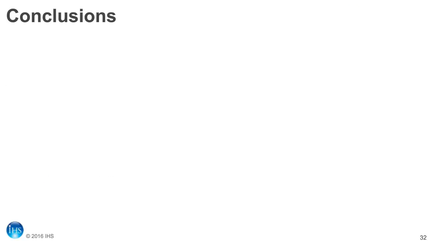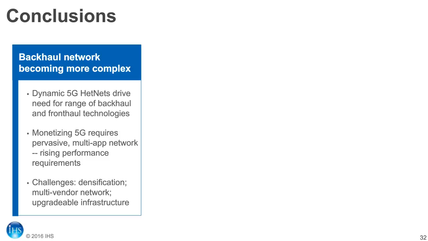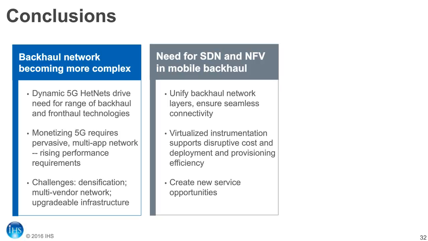So we heard that backhaul's becoming more complex. I don't think there's any debate about that. 5G is going to continue driving demands on the network even higher. That's going to, in turn, drive the need for dynamic backhaul. Monetizing 5G is going to require performance, and that's going to create challenges in terms of capacity, latency, network diversity, and so on. SDN and NFV will be fundamental in unifying backhaul, driving efficiency in terms of performance and cost control. And if we can do that in the backhaul network, there will be new service opportunities derived as well.